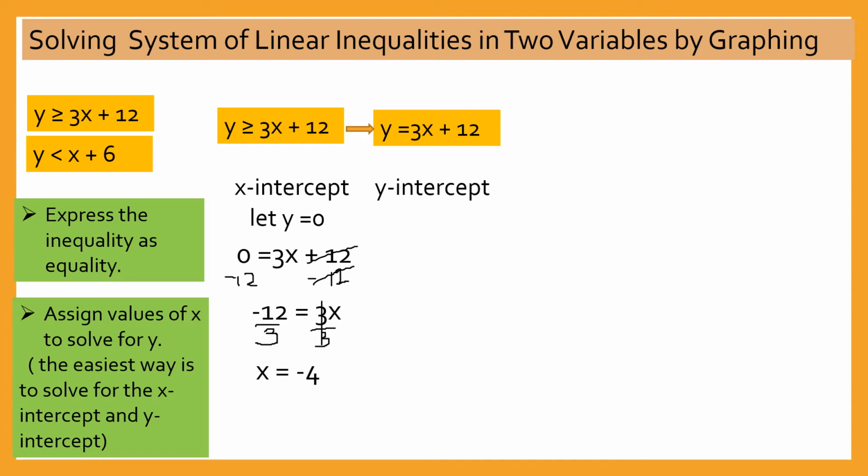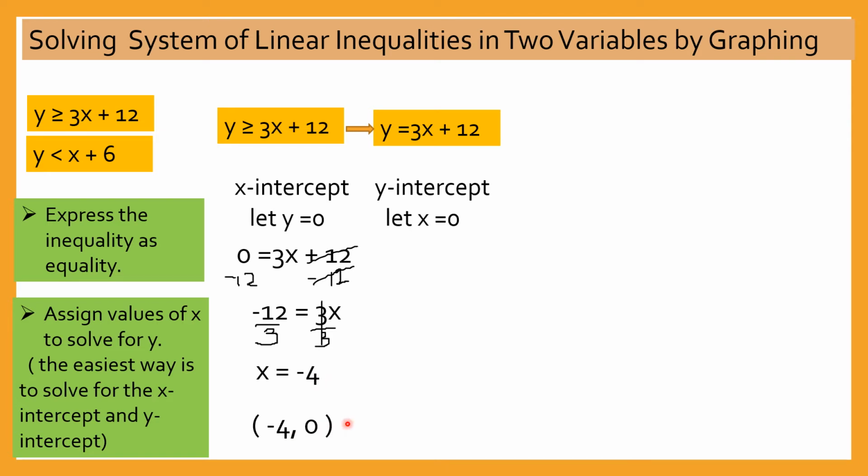Okay? So x here, and this is negative 12 divided by 3 is negative 4. Okay? Now, the ordered pair now for this is negative 4 is x and 0 is y. So we have now 1 point.